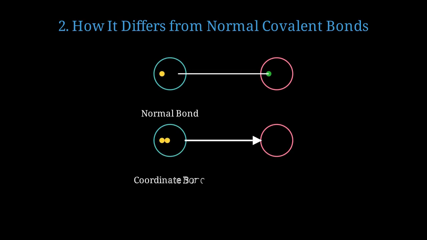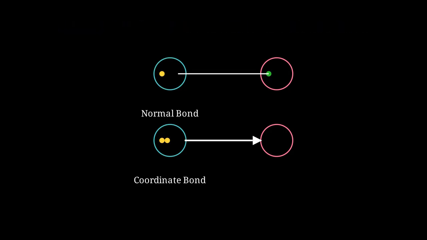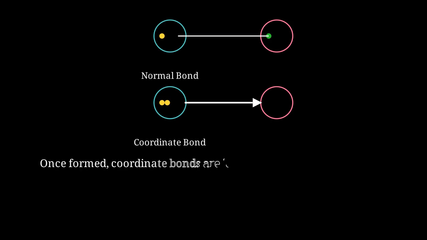In a normal covalent bond, each atom contributes one electron, shown here with different colors. In a coordinate bond, both electrons come from the same atom. However, once the coordinate bond is formed, it becomes identical to a regular covalent bond in strength and properties.